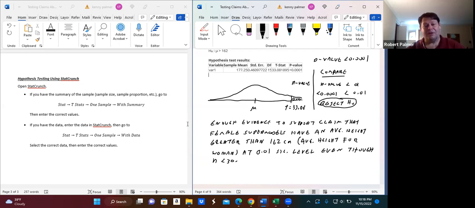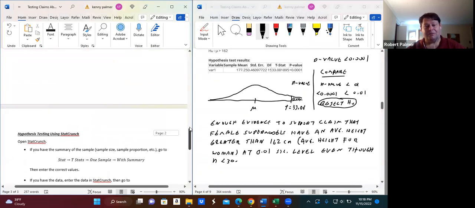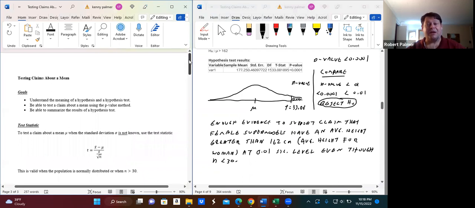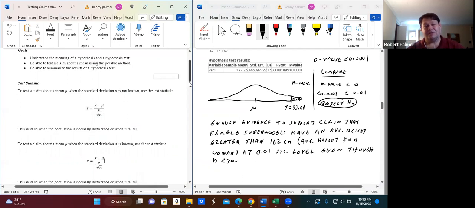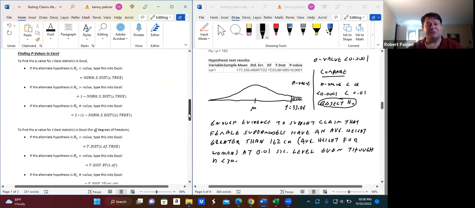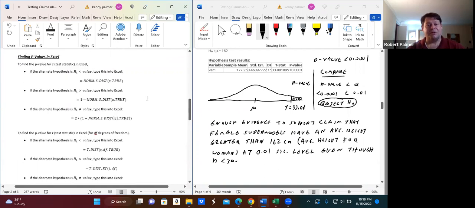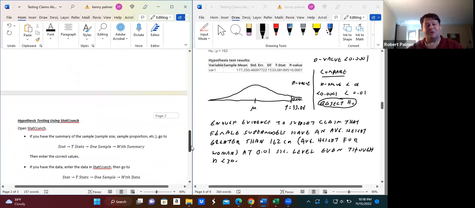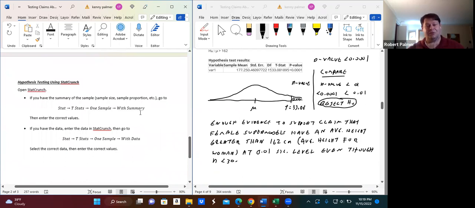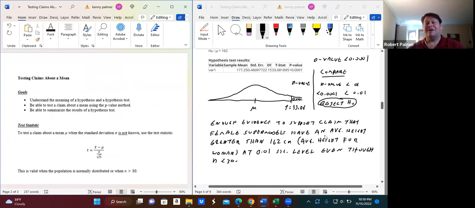So what we learned today is how to test a claim about a mean. In most cases, you won't know your population standard deviation, so you use a t statistic, a t-test. You can also use Excel to find those p-values, using a z-statistic if you know the population standard deviation, or, in most cases, the t distribution. I gave you the three cases. And then we talked about how to do this on StatCrunch, both ways: how to enter data with a summary and also how to do it with the data itself. And so that's how you test a claim about a mean.